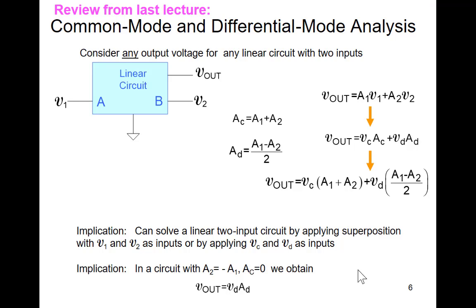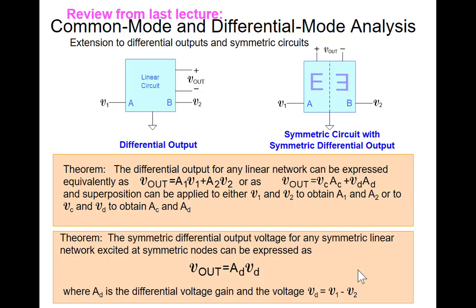And then at the end of the period last time, we talked about a way to use superposition to analyze circuits. Instead of using the inputs V1 and V2 to a circuit, we talked about using differential inputs and common mode inputs. I guess we had a theorem. The differential output of any linear network can be expressed equivalently as A1V1 plus A2V2, where A1 and A2 are the gains from the 2 inputs to the output, or equivalently as A common V common plus A difference V difference. And if we want to apply superposition, we can apply superposition to either V1 and V2 or to V common and V difference.